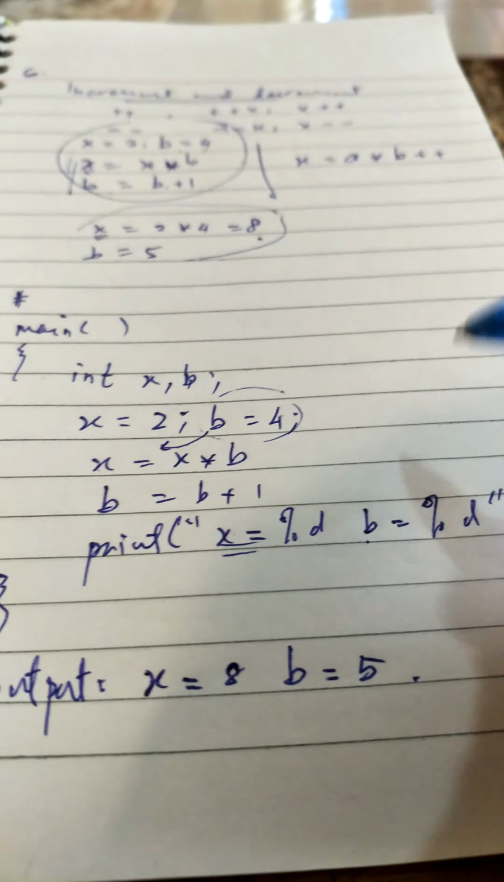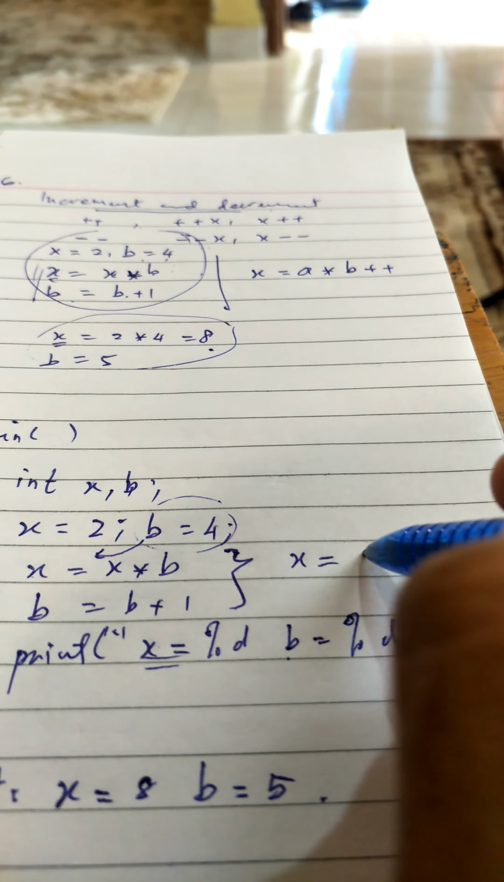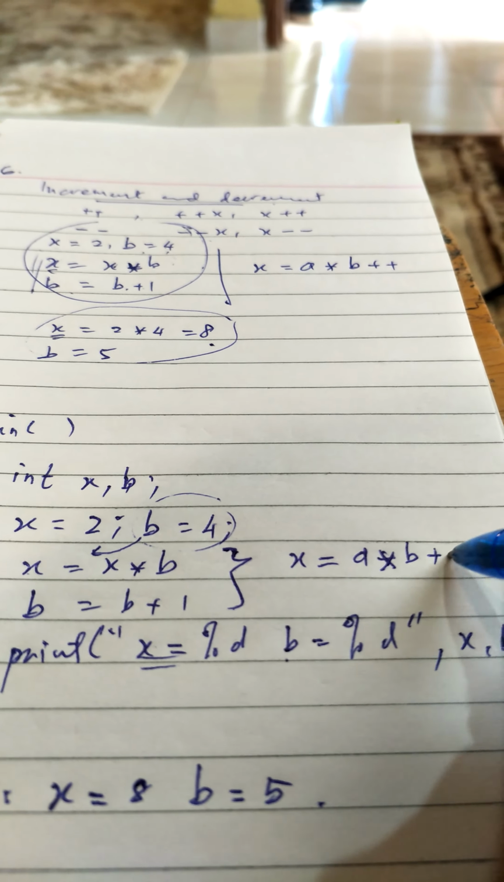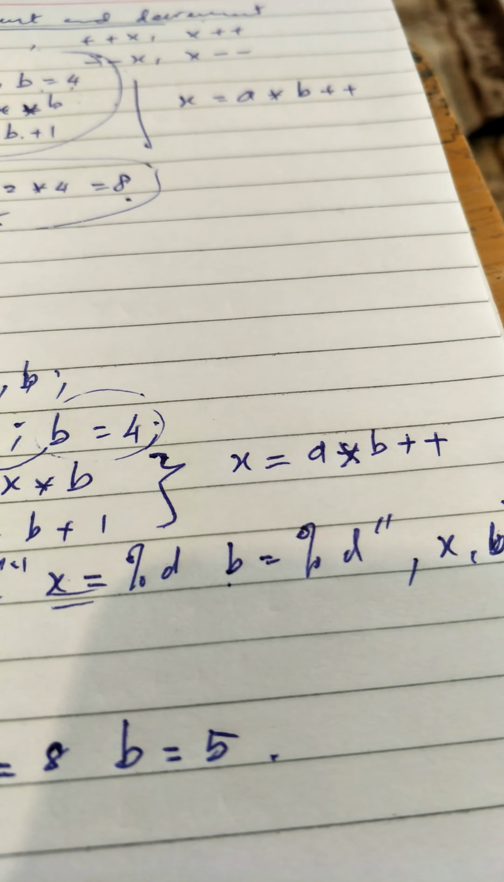So these two statements you can make compact by writing x equal to a times b++. So try this. If you don't try, then you don't know.